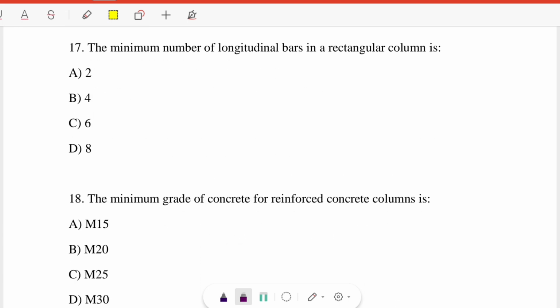Next question, the minimum number of longitudinal bars in the rectangular column is option A 2, option B 4, option C 6, option D 8. The correct answer is option B 4.